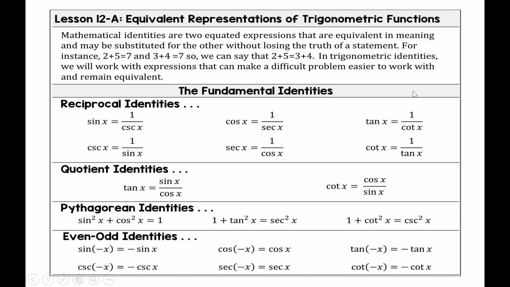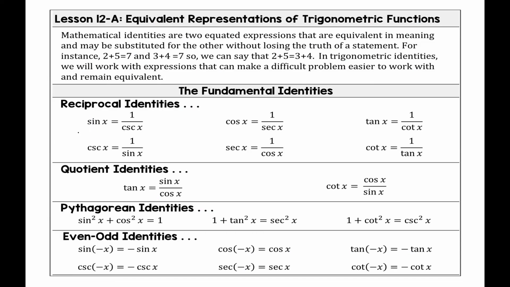Here are your identities. An identity is basically a statement that's been proven, so we don't have to keep finding or justifying it. This is just said to be true. Our most recent things that we talked about were the reciprocals of our trig functions. These are our reciprocal identities.